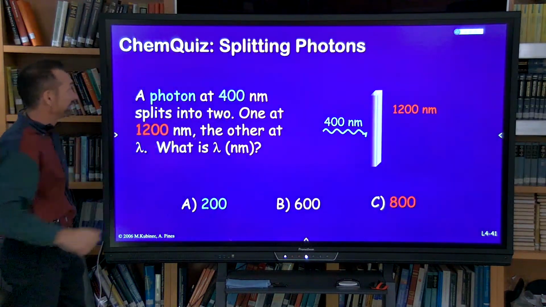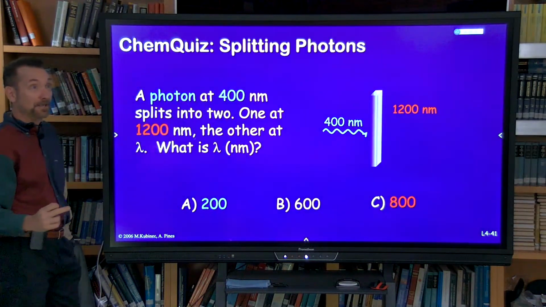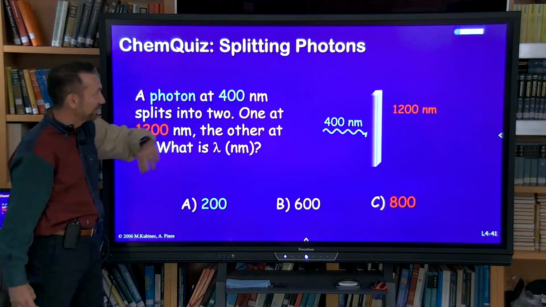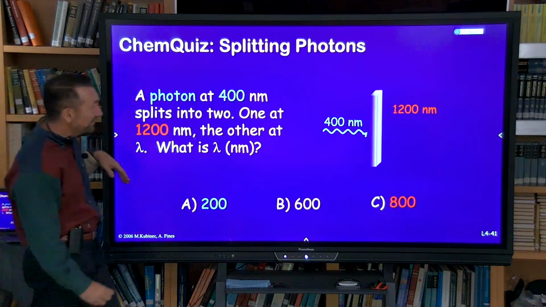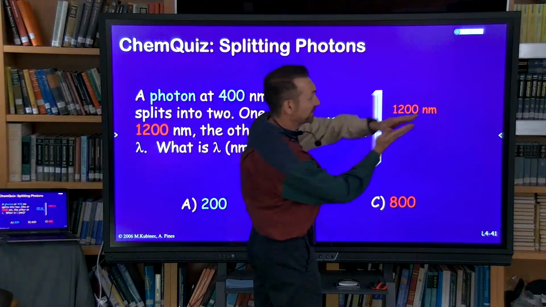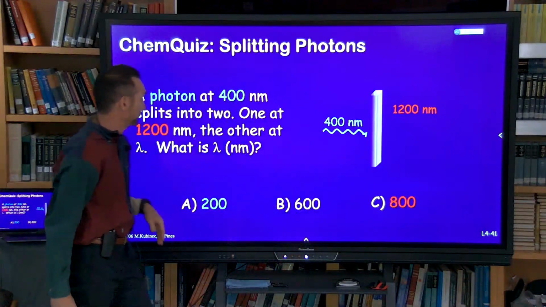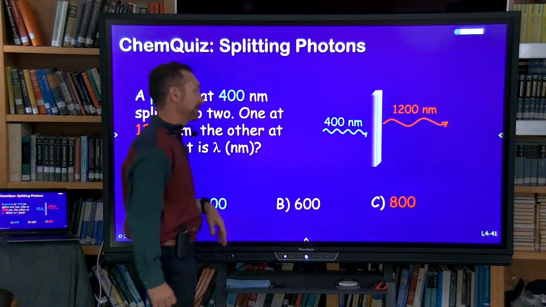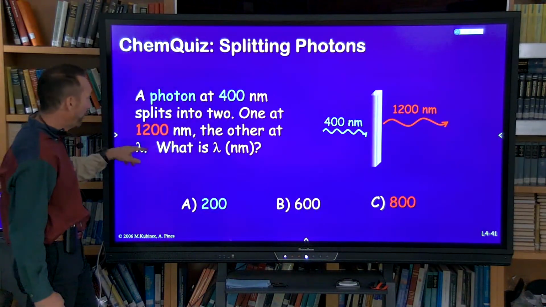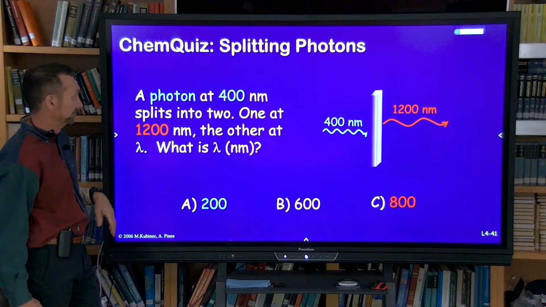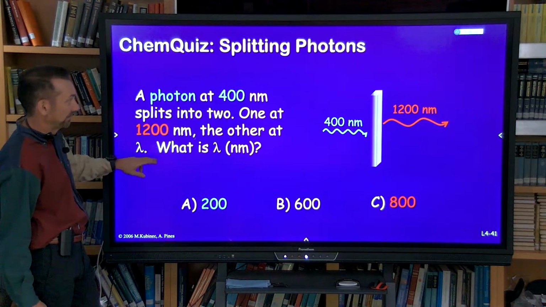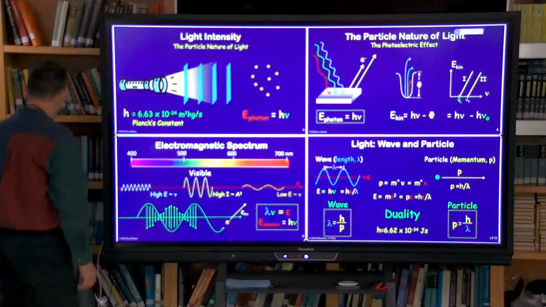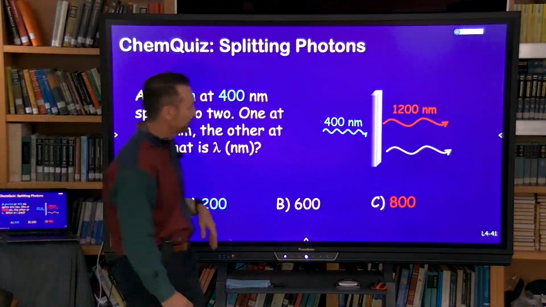So let me ask you this. A photon with 400 nanometer wavelength, so that's nanometers, 10 to the minus 9th meters, splits into two. It goes through here and splits into two photons. One of the two that it splits into is at 1200 nanometers, longer wavelength. What is the other wavelength? That one. Oops. Let me go back one. What is that one?